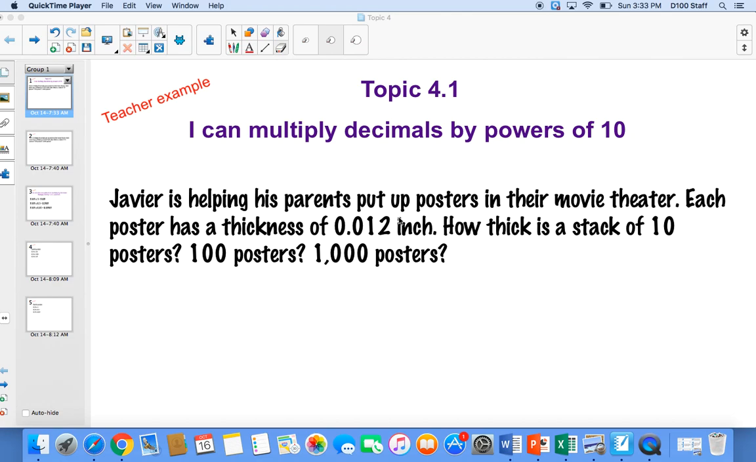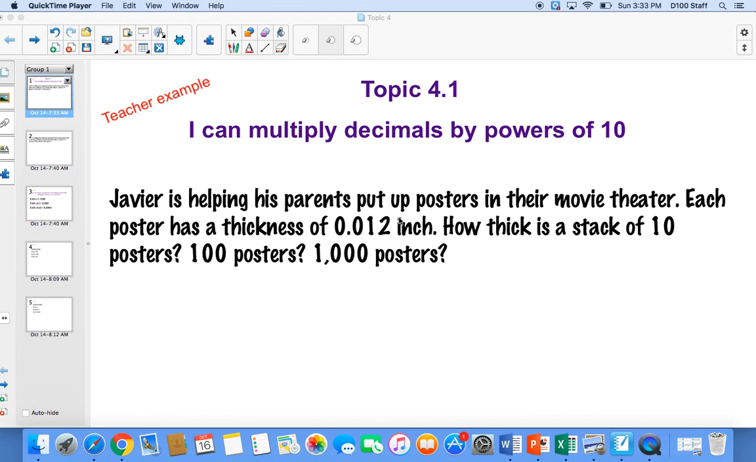Today's I can statement is I can multiply decimals by powers of 10. Our sample problem for today is Javier is helping his parents put up posters in their movie theater. Each poster has a thickness of 12 thousandths of an inch. How thick is a stack of 10 posters?